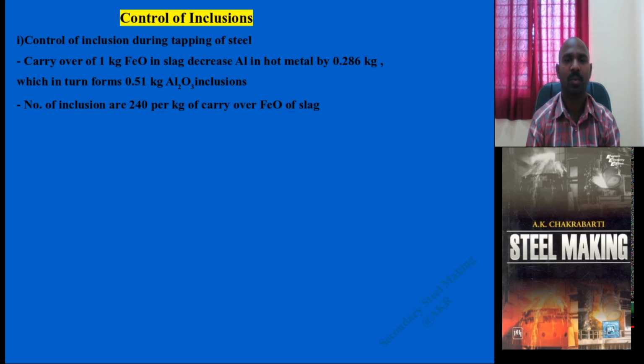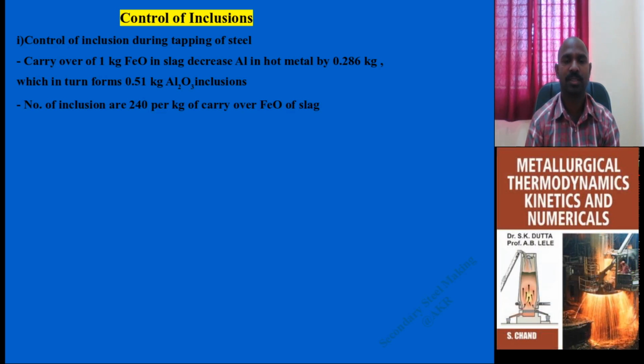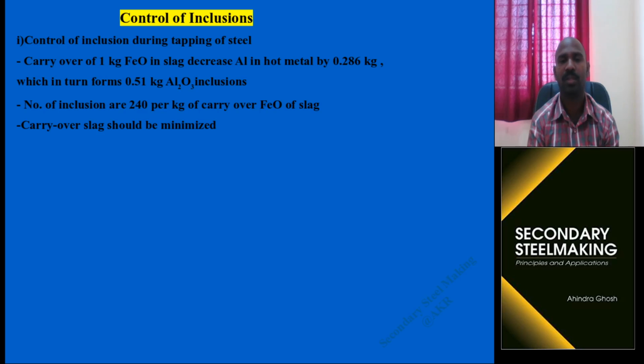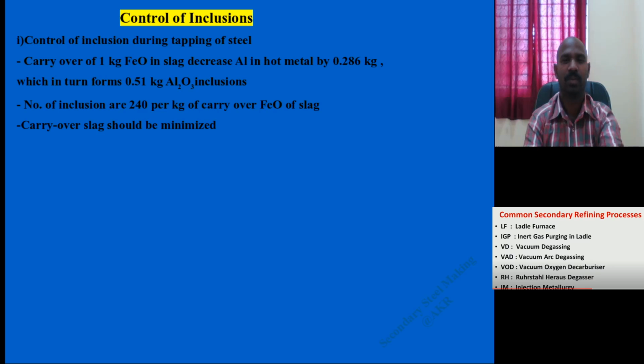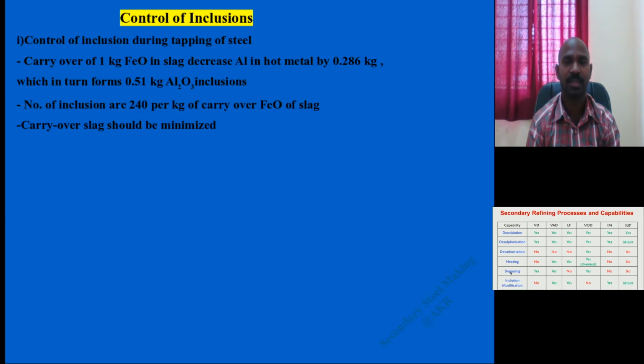And the number of inclusions, if you carry forward this FeO slag around 240, and overall in 1 ton of molten steel, the inclusions observed are around 10 to the power of 10 to 10 to the power of 15. You cannot control all the inclusions. If the inclusions are less than 10 microns, these easily float, and it is an advantage for improving the strength. But macro inclusions greater than 10 micrometers need to be removed during these stages.